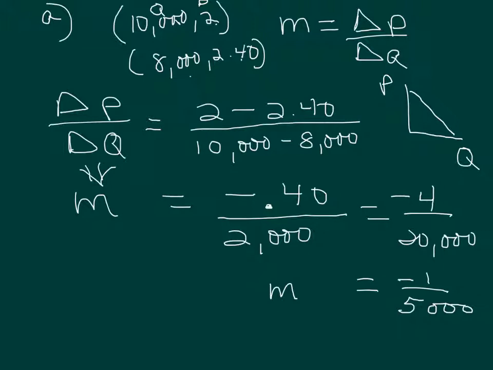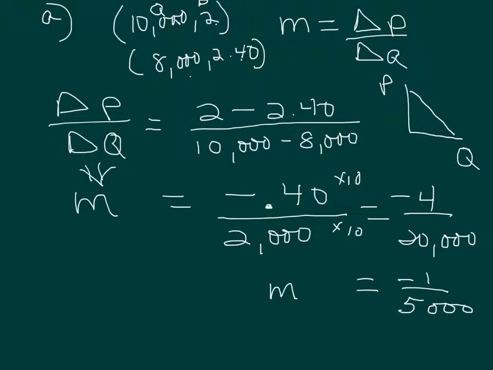So when I do the math, I get negative 0.40 over 2,000. So what I did was I multiplied the top and the bottom by 10. And you're allowed to do that because that really is just a fancy 1. That gives me negative 4 over 20,000 because you want to keep your slope as a fraction. So doing it as a decimal is not going to really help me. So here's my slope, and I reduce. I get negative 1 over 5,000. So far we have our slope.